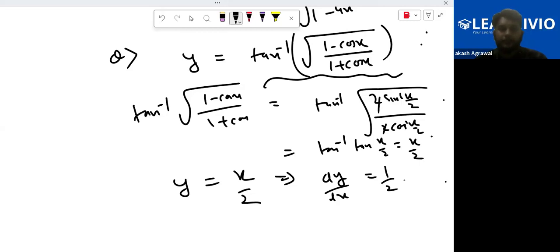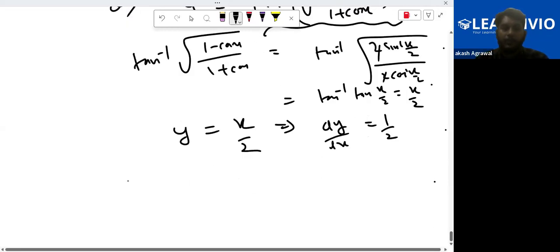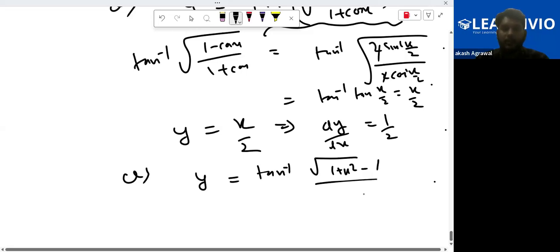So this is how you are going to do the inverse trigonometry differentiation. That is why I'm asking you again and again, please solve all the questions of the inverse trigonometric chapter. Okay. One more question. y equals tan inverse of root of 1 plus x square, minus 1, upon x.